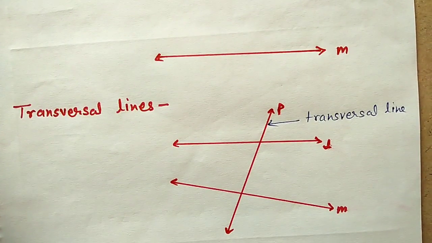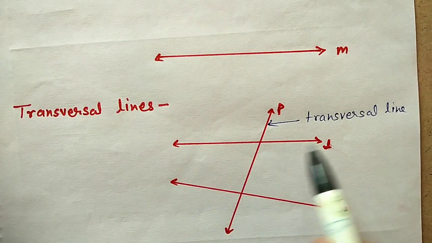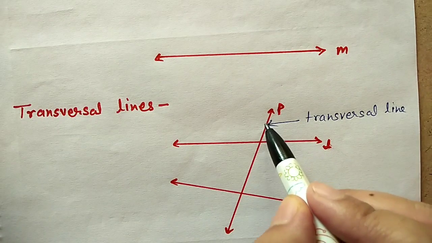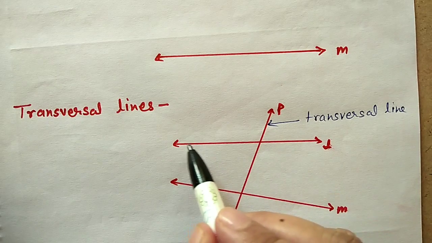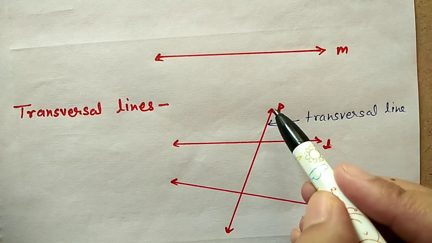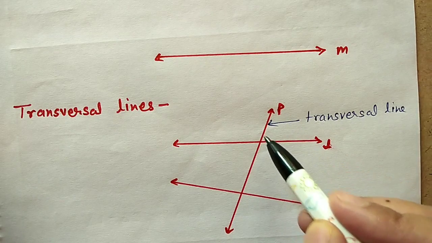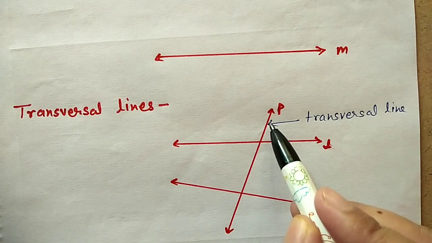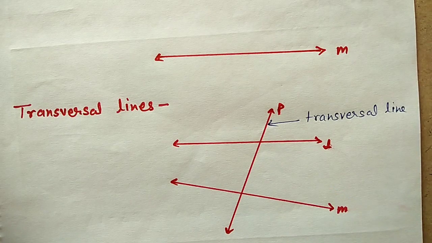After parallel lines we have transversal lines. Transversal line means if any two lines are there and any third line intersects these two lines together, then this line will be called a transversal line. We have here two lines L and M, and this third line is intersecting L and also intersecting M. Then we will call this line P a transversal line.